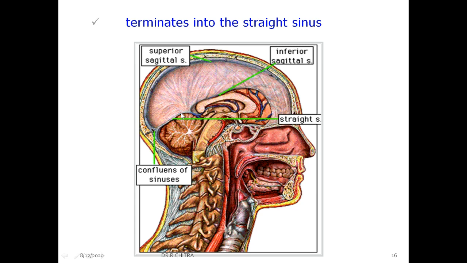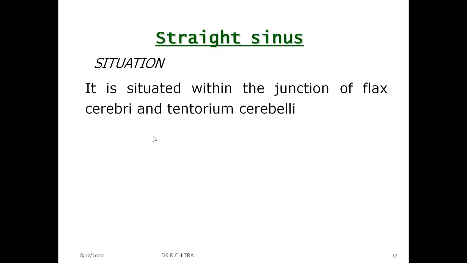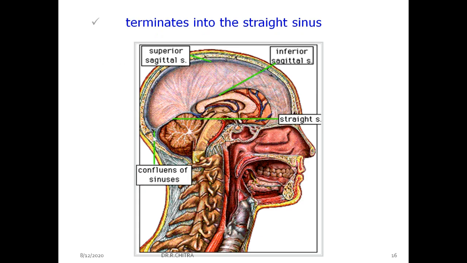Termination: it terminates at the junction of the falx cerebri and tentorium cerebelli. It will continue as the straight sinus. And this is the confluence of sinuses, which is usually situated on the right side of the internal occipital protuberance. Straight sinus is at the junction of the falx cerebri and the tentorium cerebelli. So that is the starting of the straight sinus.